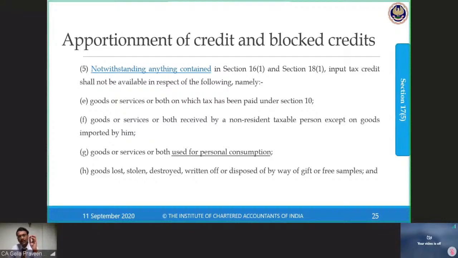Clause H is one clause. By and large, when we do statutory audit, internal audit, we use this particular provision. Goods lost, stolen, destroyed, written off or disposed of by way of gift or free sample. Now, goods lost, stolen, destroyed, which is written off, then ITC needs to be blocked, restricted.